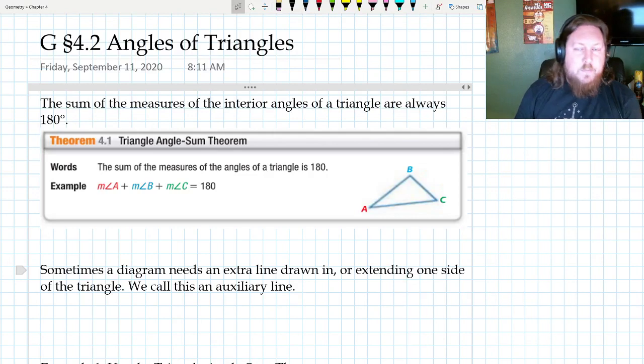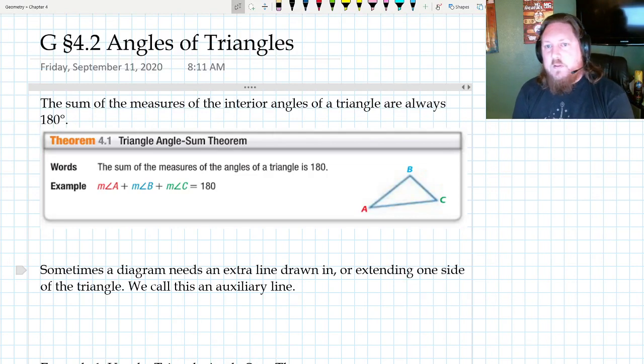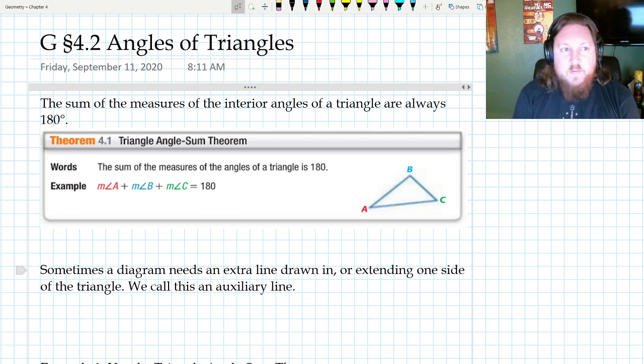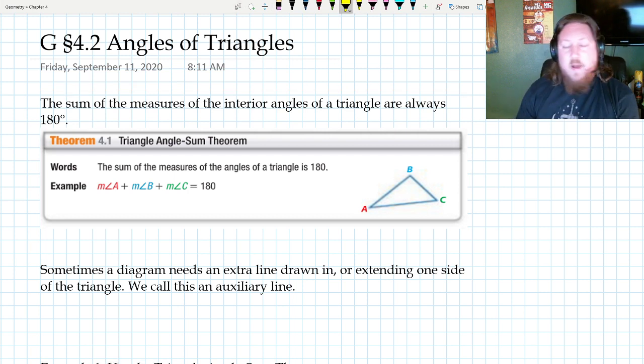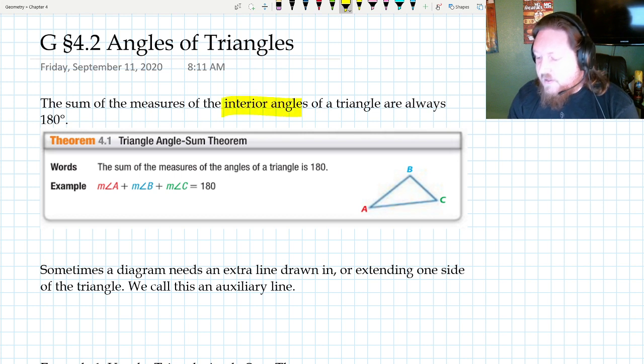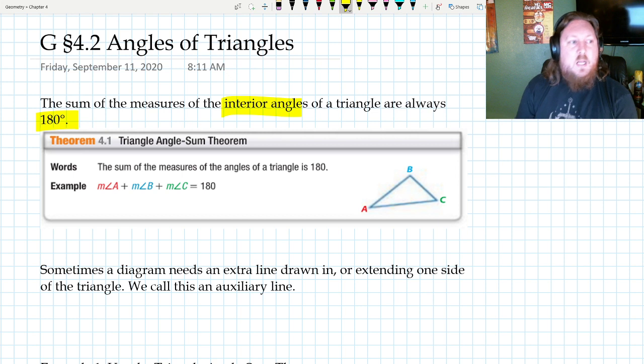Geometry, Chapter 4, Section 2, Angles of Triangles. There's a very important theorem. We're going to use it a lot. The name will come up, but the idea is that if you have any triangle in a Euclidean plane, the interior angles of that triangle always add together to be 180. That's just what it does.